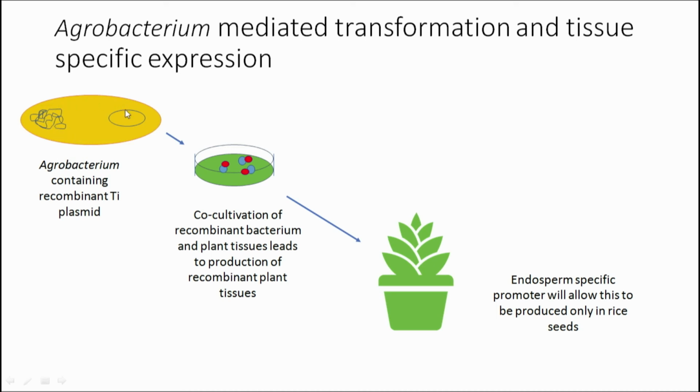Okay. So, in a nutshell, I have tried to explain what we saw in the previous slide, that here is an agrobacterium. This is the chromosomal DNA, but this is the Ti plasmid which contains your expression cassettes and everything. So, right here what we see is that there is a co-cultivation of the recombinant bacterium and the plant tissue. So, this could be the bacterium and this could be the plant tissue. They are co-cultivated and eventually there is an entire plant which can be developed. Okay. So, endosperm specific promoter will allow this to be produced only in the rice seeds. You also get a tissue specific expression.